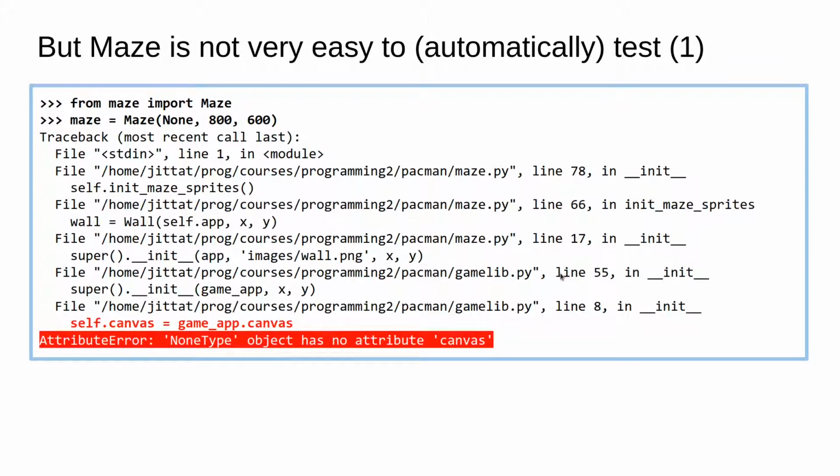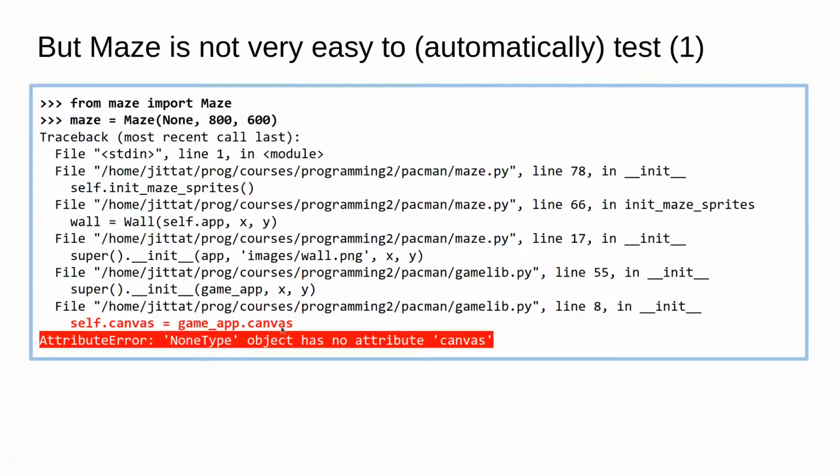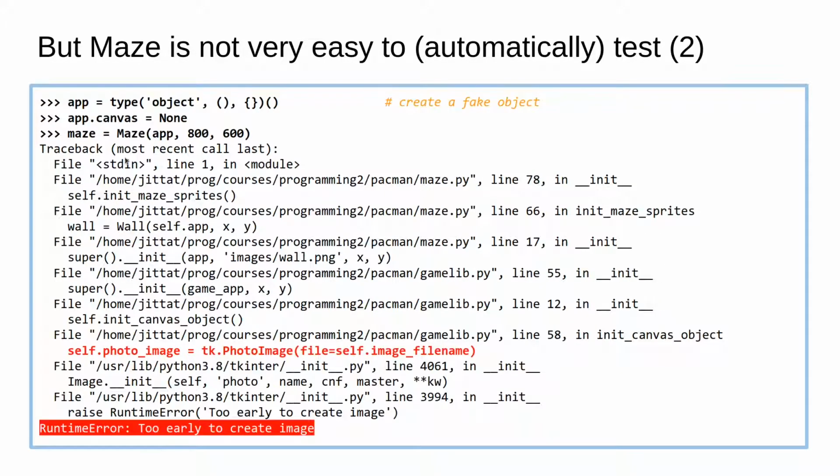How are you going to avoid this? One way to do that is to create a fake object. Okay, so this is one way to do that. Create a type from an object type, and then assign canvas to it, because we know that the problem is at gameapp.canvas. So we just assign a None to canvas, and then we pass it to Maze. Turns out that you still get some error here.